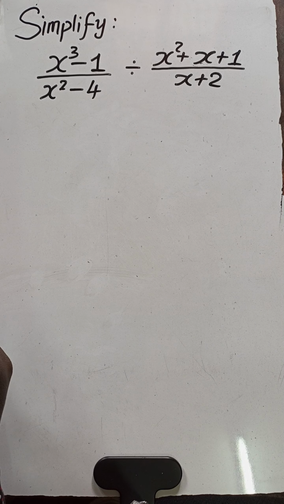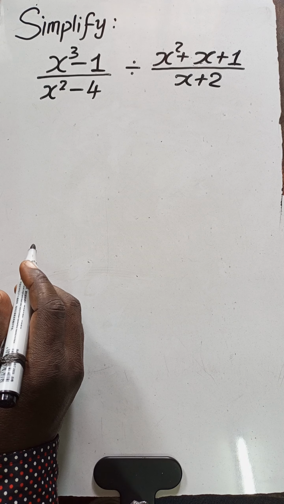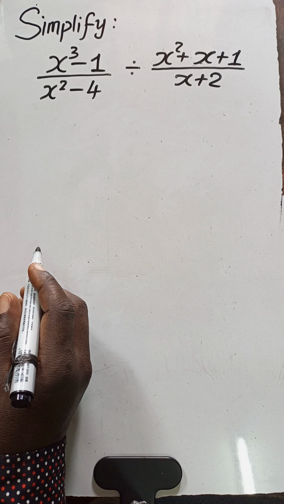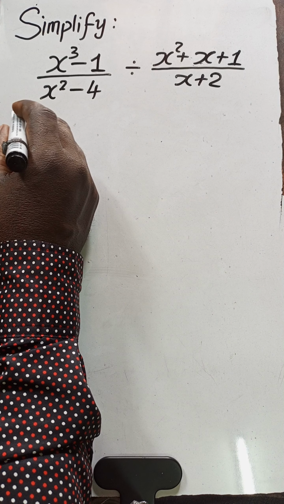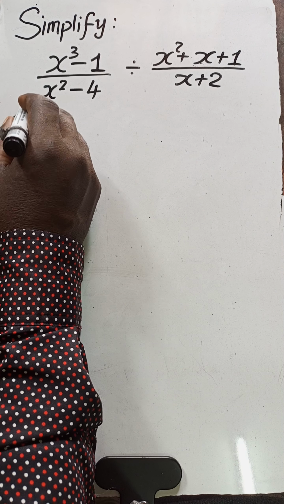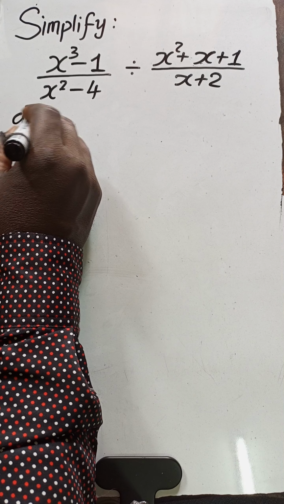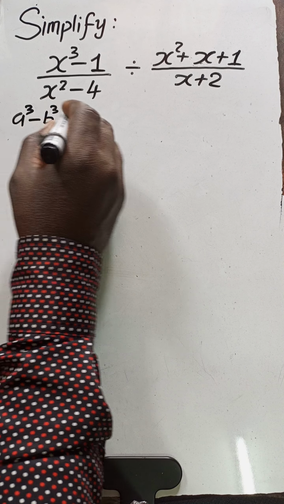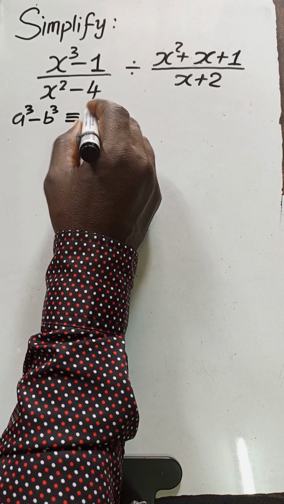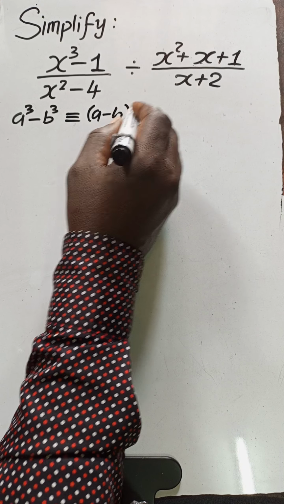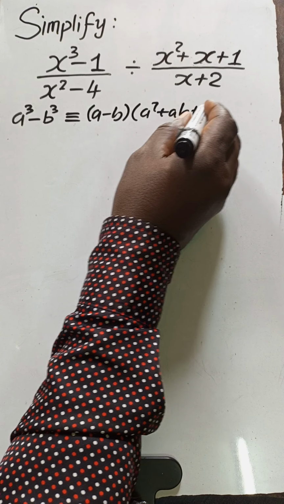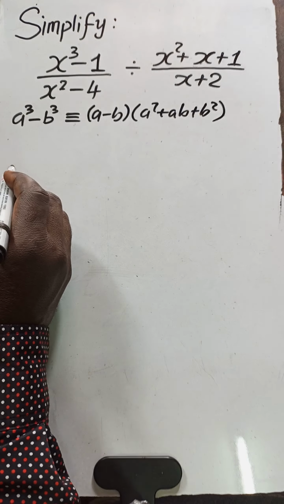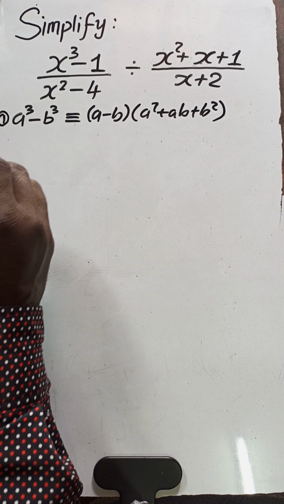To be able to simplify this rational expression, we need the identities of difference of squares and difference of cubes. First, difference of cubes: a cubed minus b cubed. This identity is a minus b into a squared plus ab plus b squared. We need that identity. That's number one.